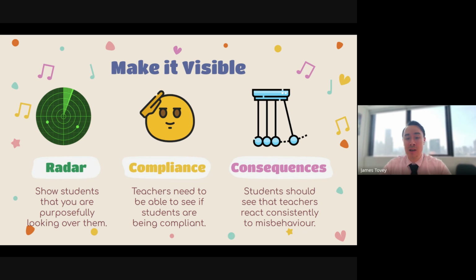So make compliance visible so you can check if they are being compliant. Consequences. So students should see that teachers react consistently to misbehavior. So if a student's doing this or a student's doing that, you're being consistent in how you are applying those consequences. So those students can see that it's not just them. Whenever you have to tell them off or get them to correct their behavior, they're seeing that, oh yeah, they also tell the other person this, they also tell the other person that. It's not just me, because you are being consistent and making your consequences visible.